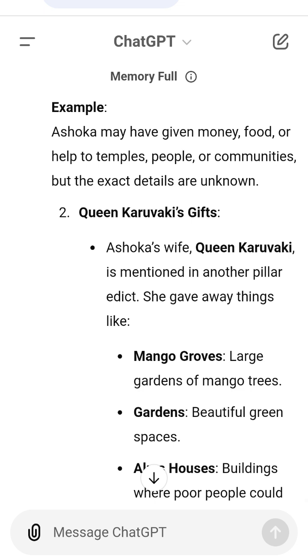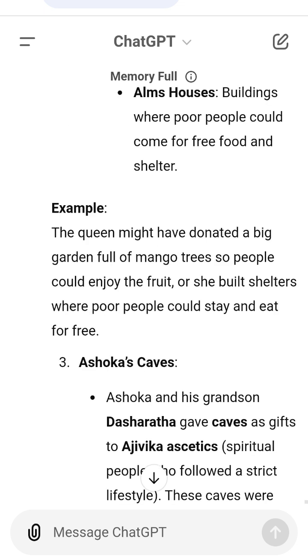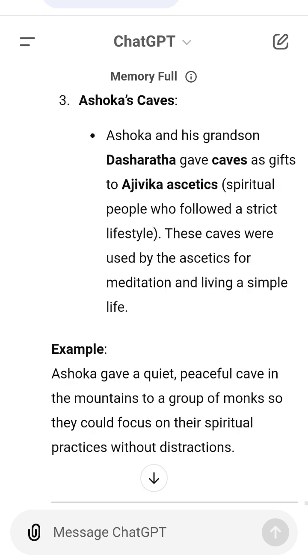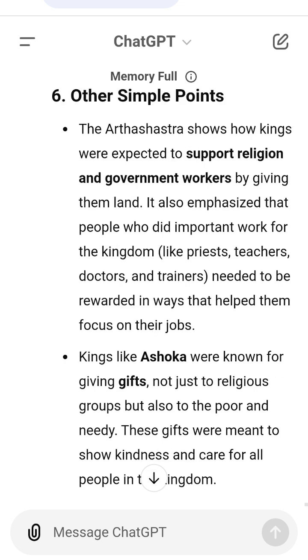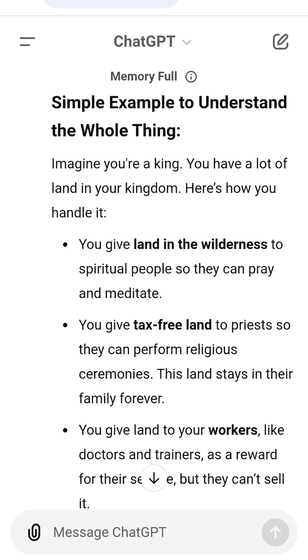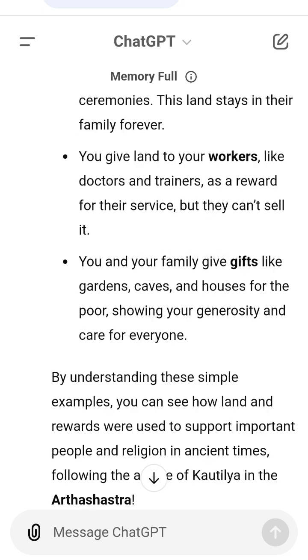You give land to your workers, like doctors and trainers, as a reward for their service, but they can't sell it. You and your family give gifts like gardens, caves, and houses for the poor, showing your generosity and care for everyone. By understanding these simple examples, you can see how land and rewards were used to support important people and religion in ancient times, following the advice of Kautilya in the Arthashastra.